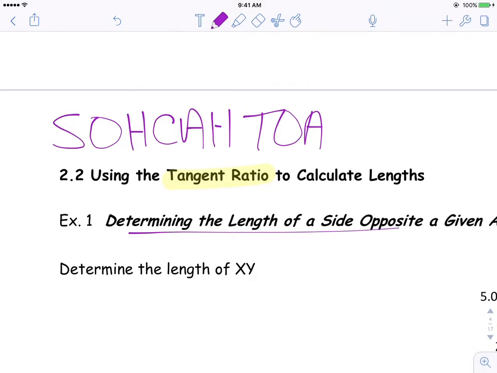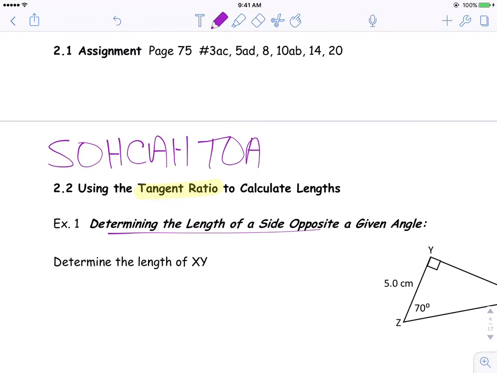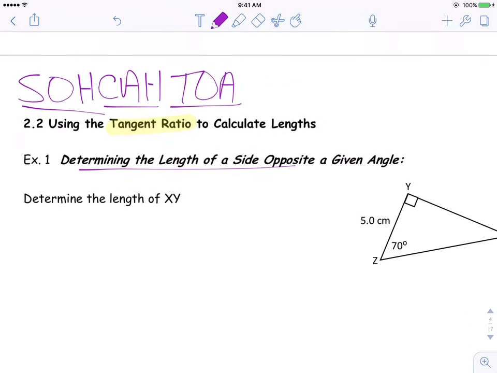is write down our acronym. And as I mentioned before, this is going to help us remember the three different trig ratios. Those three trig ratios being sine is opposite over hypotenuse, cosine is adjacent over hypotenuse, and tangent is opposite over adjacent. So let's have a look at where we're at.